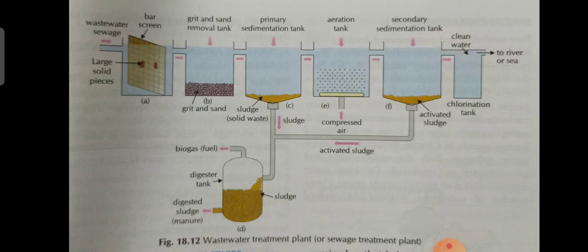Scraper, S-C-R-A-P-E-R. With the help of a scraper, this solid waste is shifted to the digester tank. Here it is decomposed by anaerobic bacteria. Right? So this process produces biogas which is further used as fuel or to produce electricity. The leftover sludge after the production of biogas is taken out, dried and used as manure.